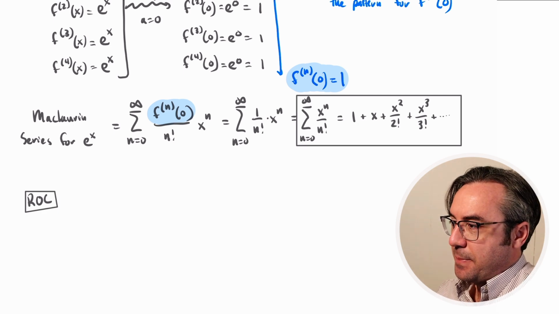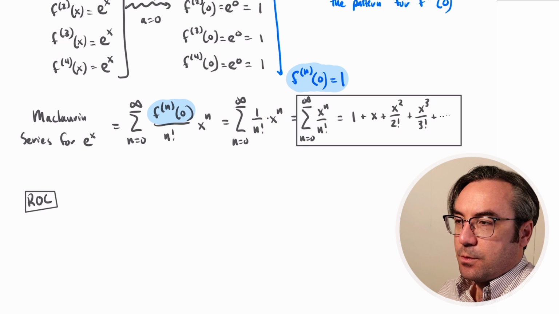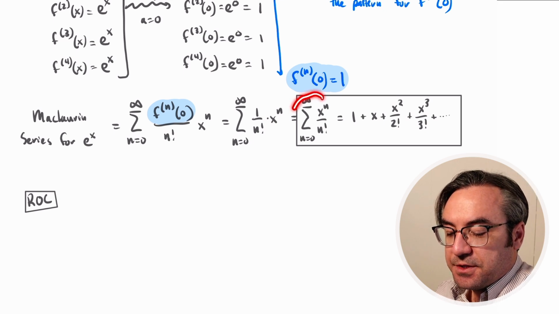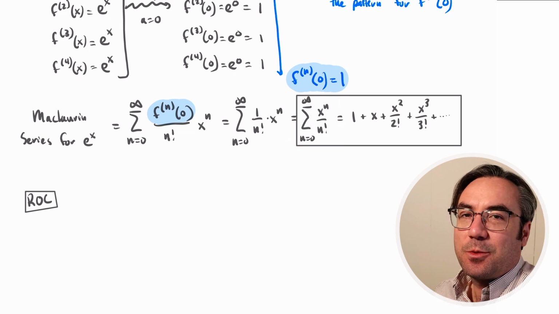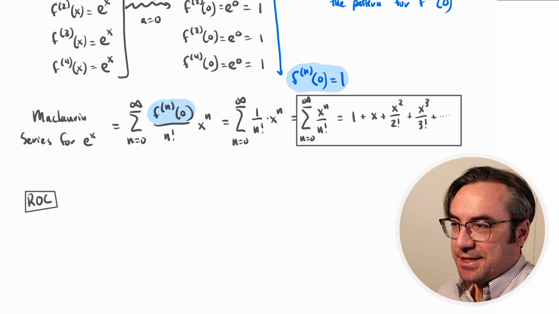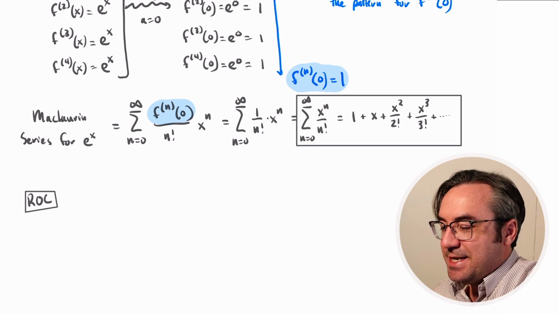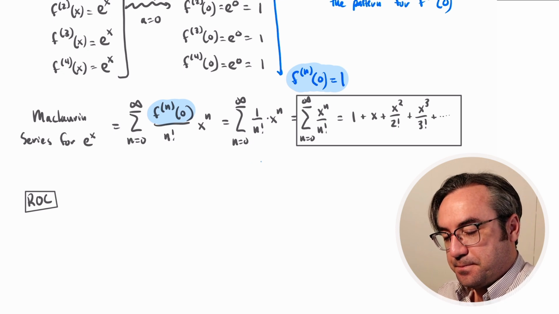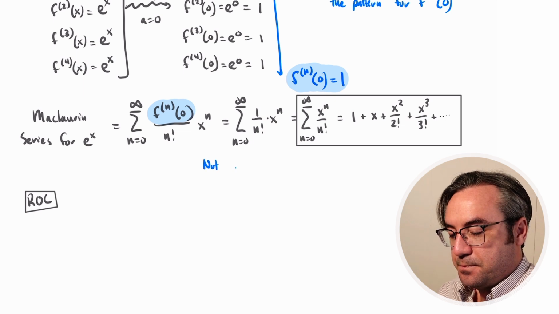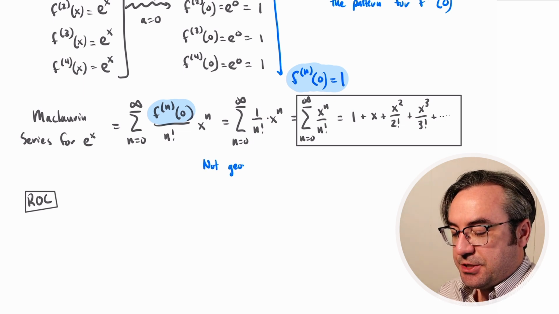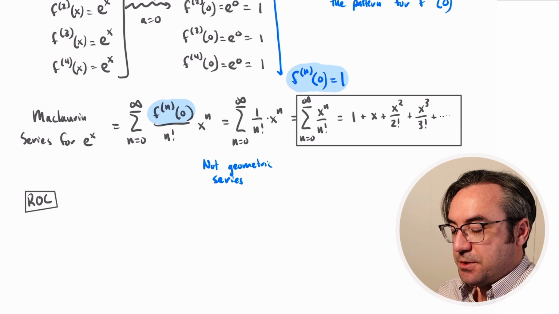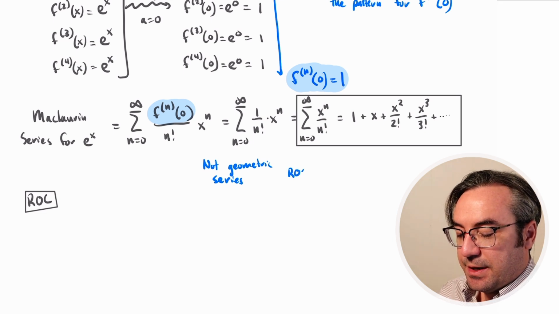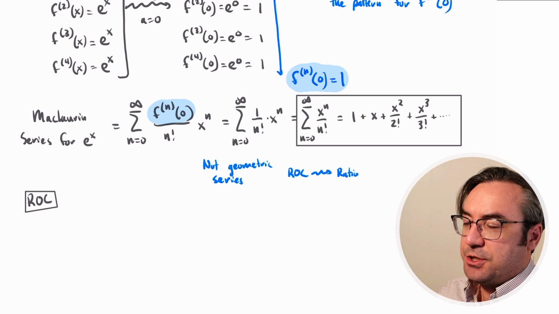Well, if we remember, how do we get the radius of convergence for just an arbitrary power series like this? This power series here is not related to a geometric series. So when it's not a geometric series, the way we get the radius of convergence is we have to use our ratio test, usually our ratio test.